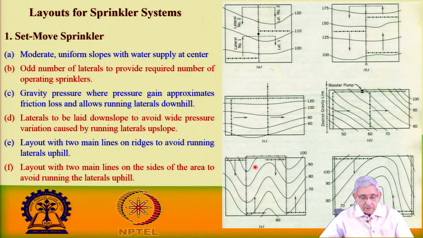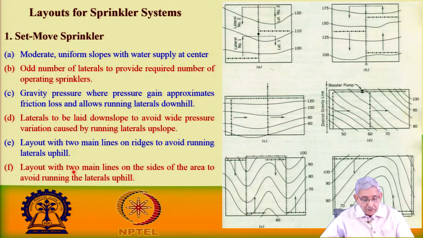Then this is another case, the layout with two main pipelines on the sides of the area. The lateral line has been placed in the side of the field, and the main pipeline has been placed at the two sides, but the field situation is something different. You can see the contours, this is 40 meter to 100 meter, the contour lines which have been drawn. This is another kind of situation that happens.